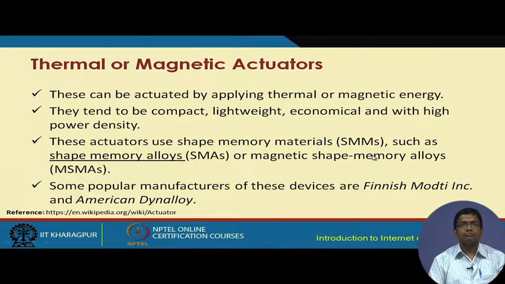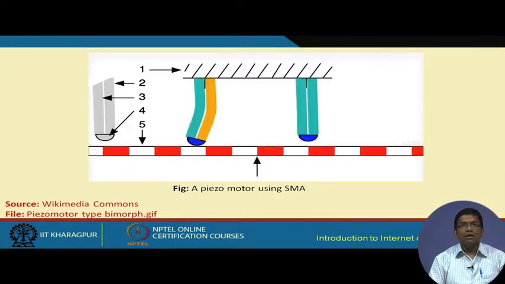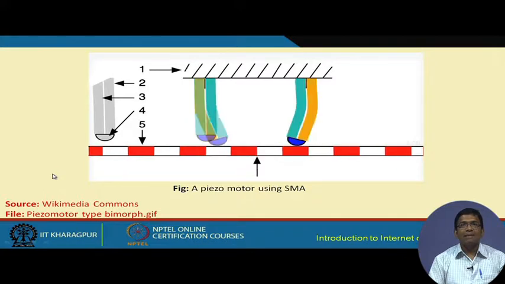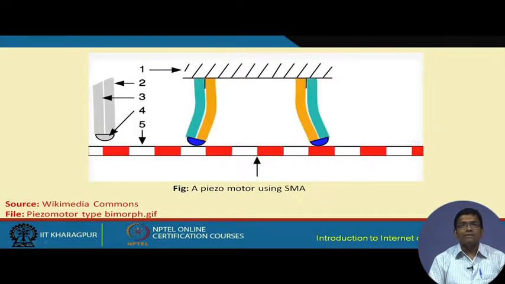Then we can have thermal or magnetic actuators, which can be actuated by applying thermal or magnetic energy. They are very popular because they are very compact, lightweight, economical, and have high power density. These actuators use shape memory materials or shape memory alloys, SMAs, and this is very popular at present. This is an example of an SMA based piezo motor.